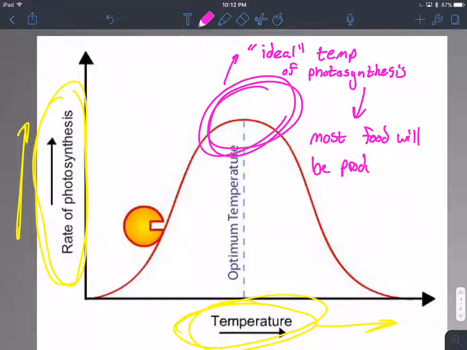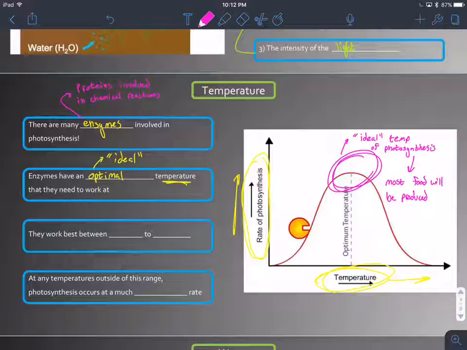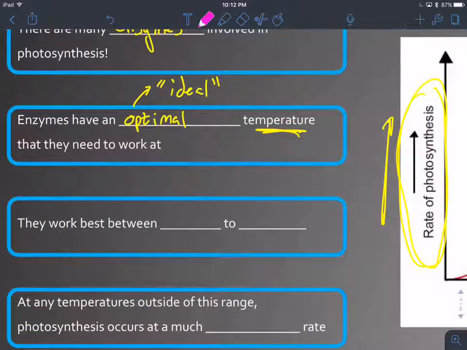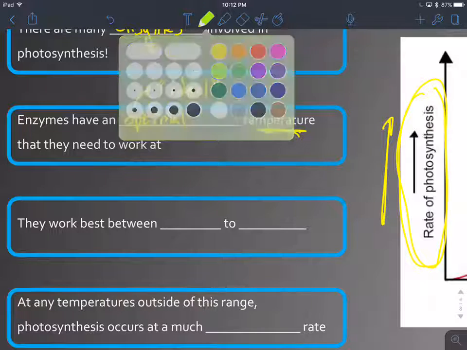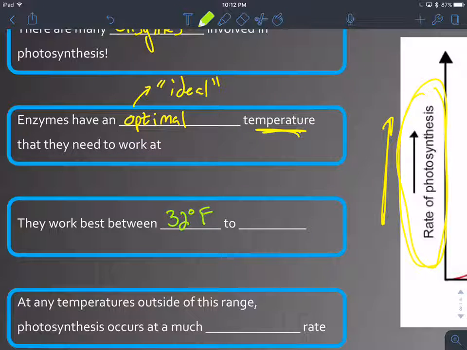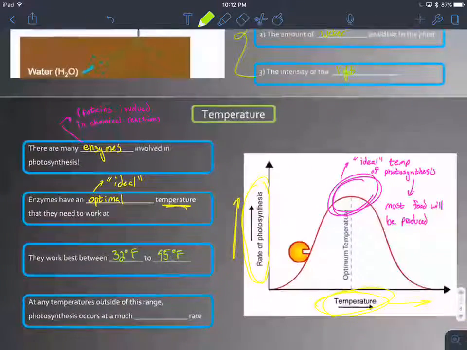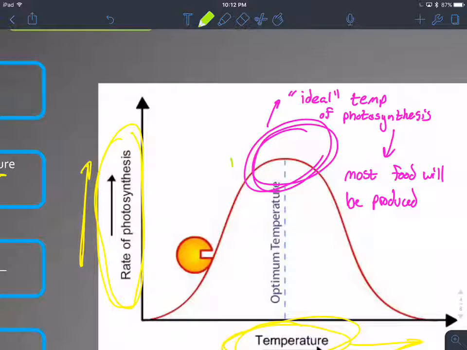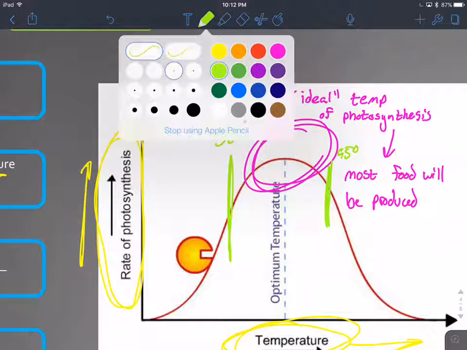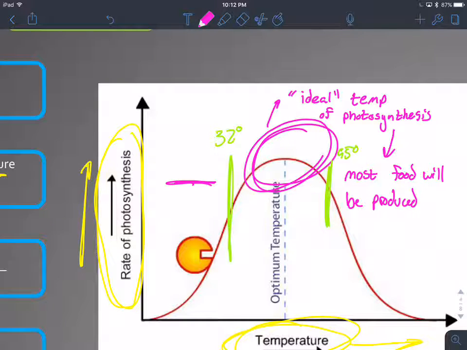Okay? And this temperature that we call the optimum, the optimal temperature of photosynthesis, is anywhere between 32 degrees Fahrenheit to 95 degrees Fahrenheit. Anywhere in this range. Okay, so you guys can imagine that about right here is where 32 degrees would fall, and about right here is where 95 degrees would fall. Okay, outside of these two numbers, so going this way, or going this way, we actually have photosynthesis occurring at a lesser rate.